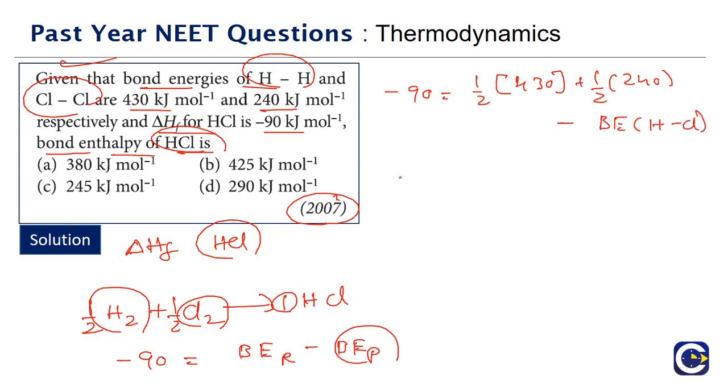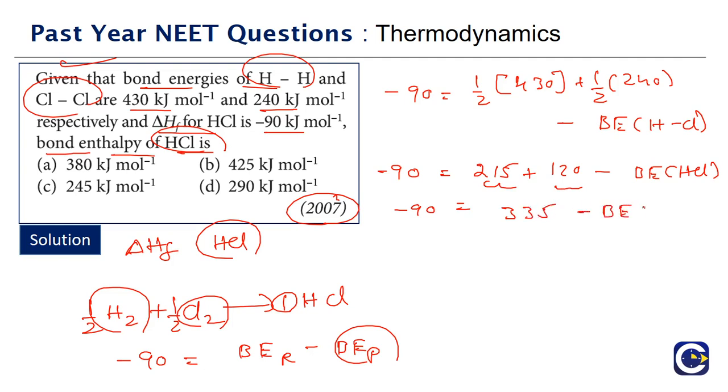Okay, so now if you look at this, we are going to have minus 90 is equal to what? Half of 430 means it will be 215, half of 240 means 120, minus bond energy of the HCl bond. Okay, so what is this? Minus 90 is equal to what? 215 plus 120 will be 335 minus bond energy of the HCl. We are looking for this value, right? So let us rearrange the terms. Minus 90 will go to the RHS and the negative of bond energy will come to the LHS.